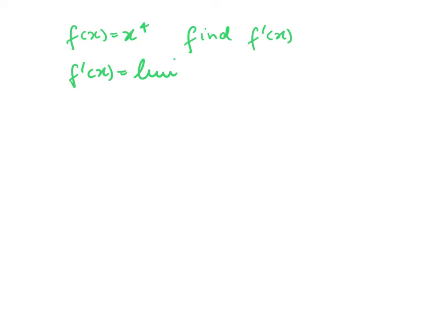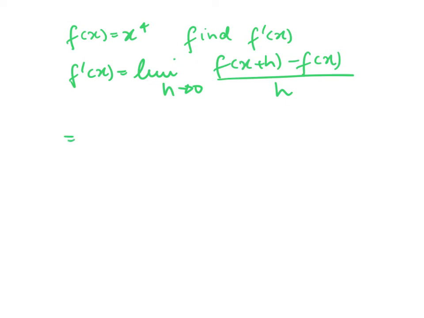Okay, so I'm going to go with this example: f of x is equal to x to the power of 4, and then find f dash of x using first principle. So first principle, just to remind ourselves, is the same as, the first derivative is equal to the limit as h approaches 0 of f of x plus h, take away f of x, over h.